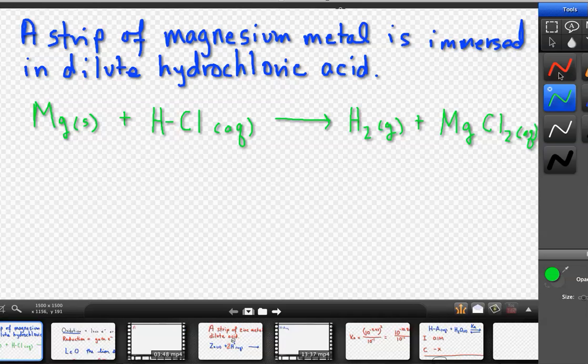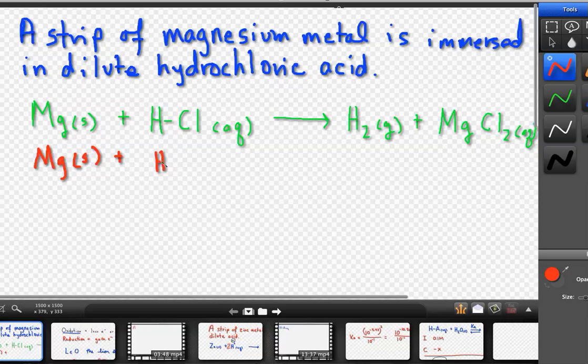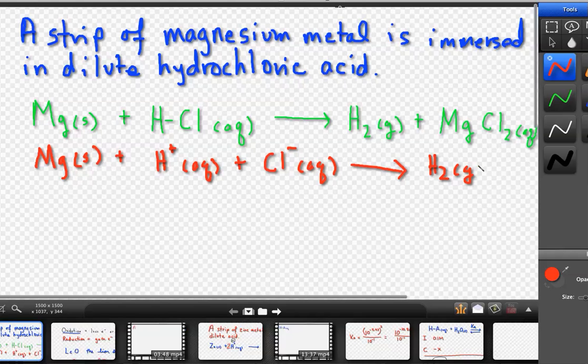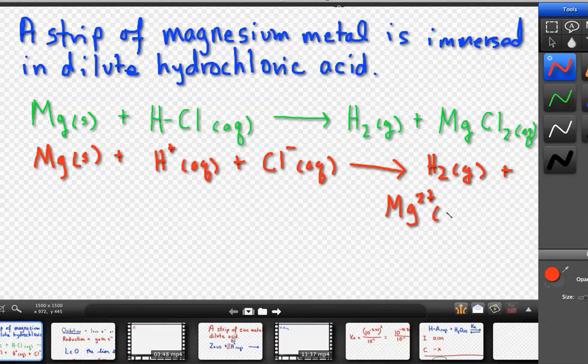Now, we want to ionize where we can. Mg metal is not solvated by water. We have H plus, Cl minus yields H2 gas plus Mg2 plus, 2Cl minus.